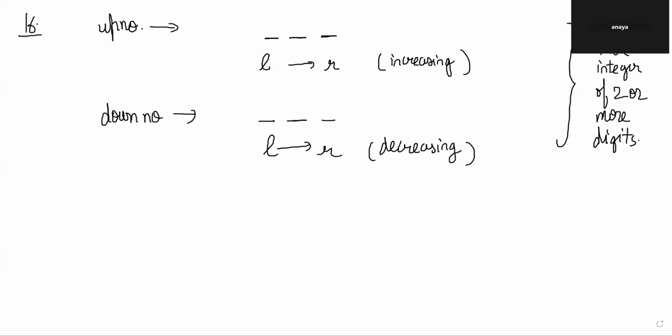Let U equal the total number of up numbers and D the total number of down numbers. We have to find the absolute value of U minus D. Okay, fine.